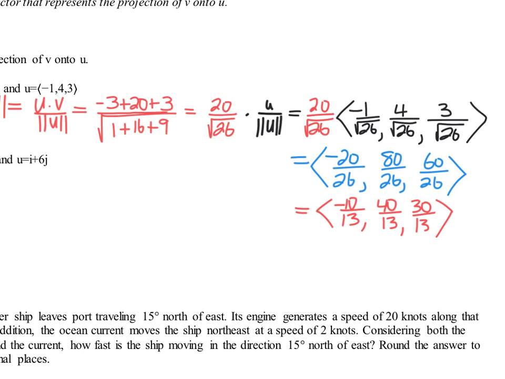Is it all right to leave it as like 20 over 26 times negative 1, comma 4, comma 3, with a scalar removed? Yeah, it depends on the instructions. Okay. Yeah, just be careful of that. But generally, once you got to this point here, you've essentially demonstrated the skill. So at that point, you're probably okay.